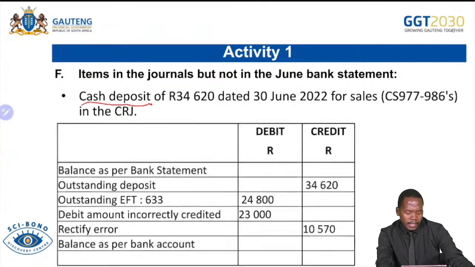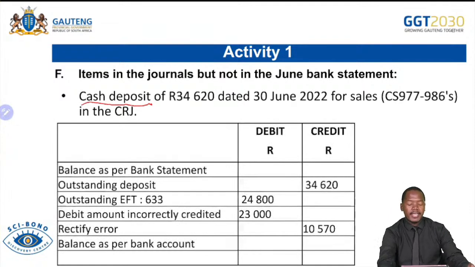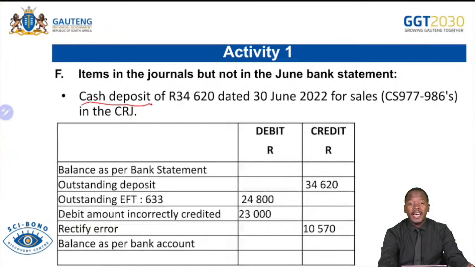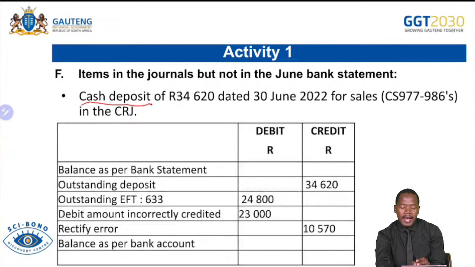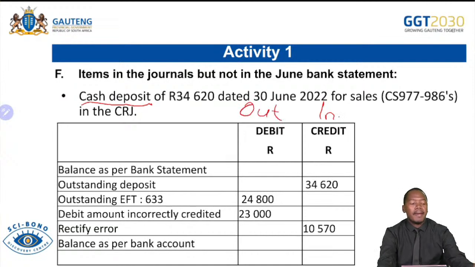Now, how is this recorded? If you can check it, we enter it as outstanding deposits, 34,620. You must remember, the outstanding deposit from the previous month appeared on our bank statement. So this is why you no longer see it here. Remember, I said my credit side is money in, my debit side becomes my money out.